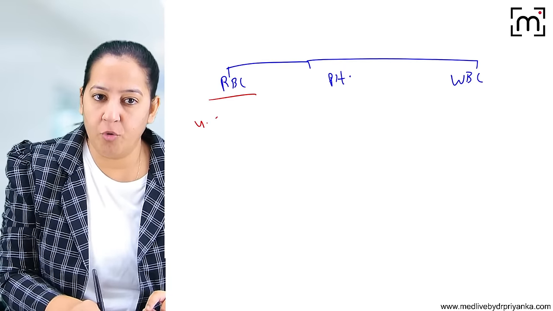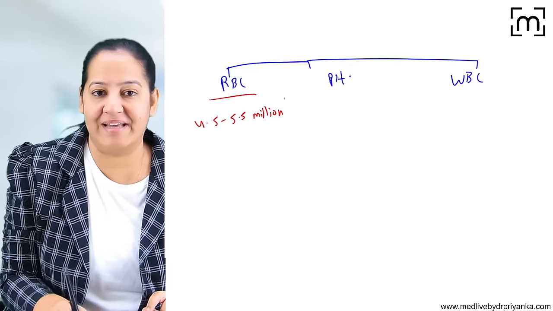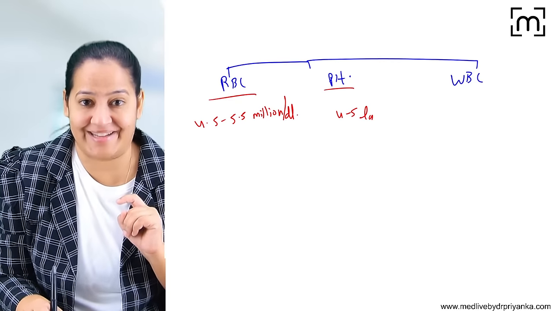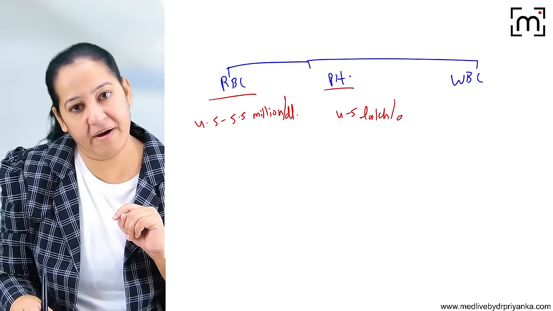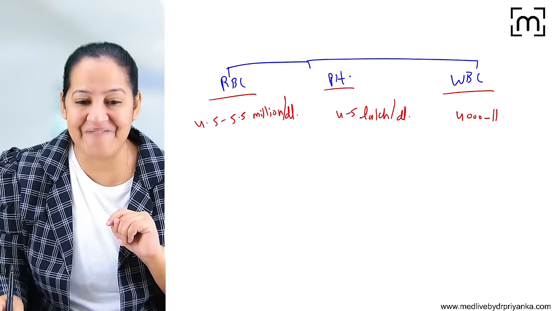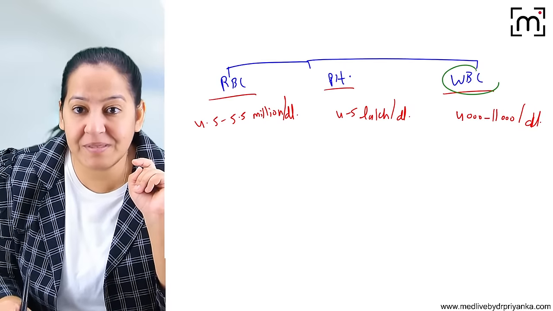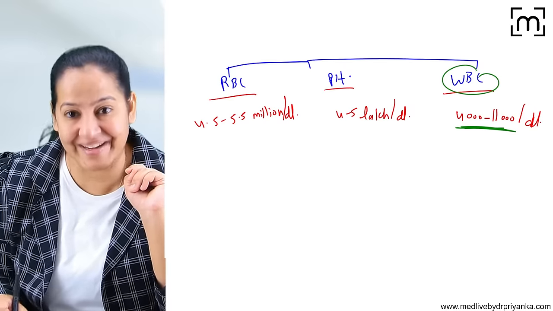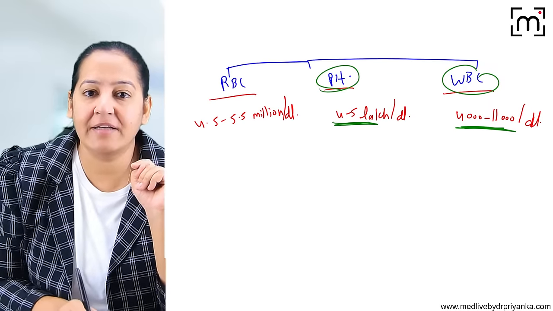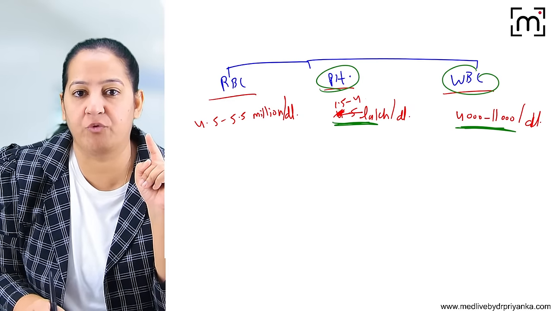RBCs are 4.5 to 5.5 million per microliter. Platelets are 4 to 5 lakh per deciliter, not million, lakh. WBCs are 4,000 to 11,000 per deciliter. Now see the normal range. The WBCs are in thousands, 4 to 11. The platelets are in lakh. And I'm sorry, not 4 to 5, you can say 1.5 to 4 lakh, I'm sorry.